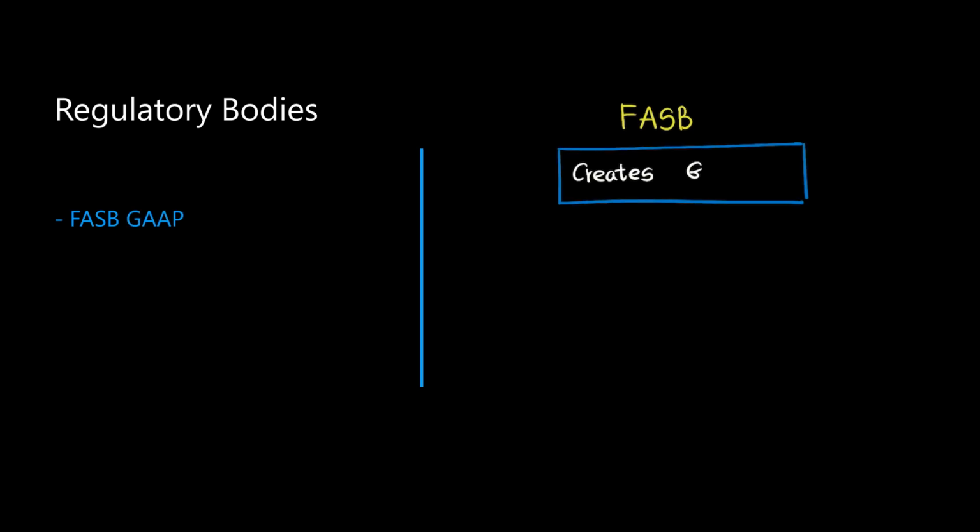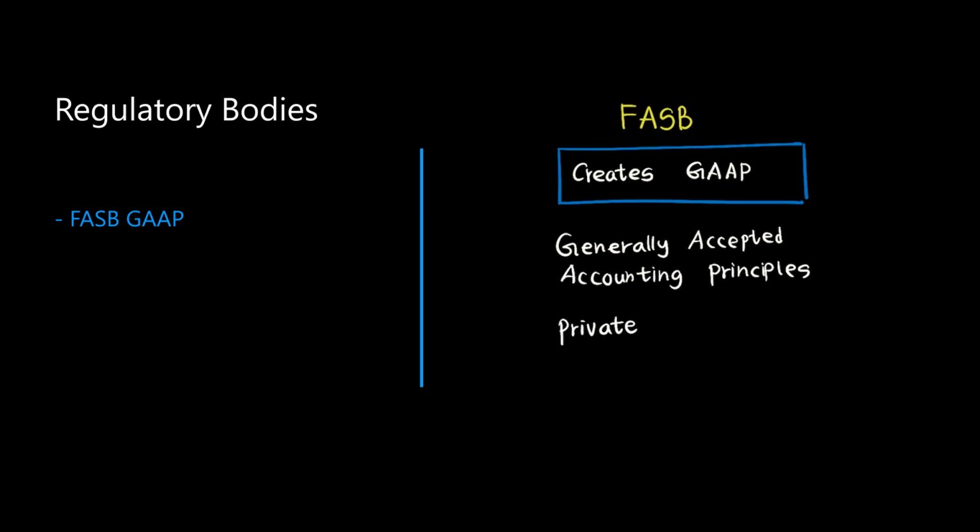Now, who sets the rules for all this? In the United States, the Financial Accounting Standards Board, or FASB, creates generally accepted accounting principles called GAAP. These are the rules companies follow when preparing financial statements. FASB is a private organisation, not a government agency, but it has serious authority.